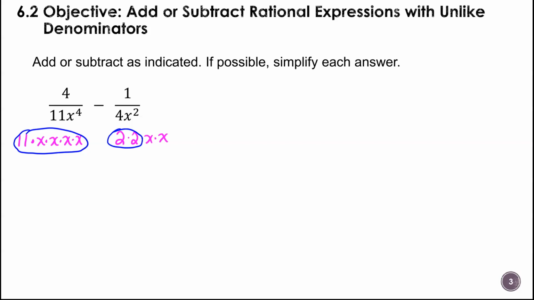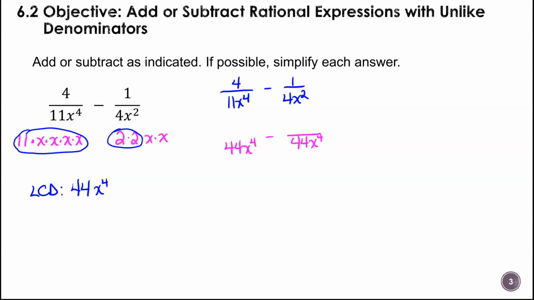So 11 times 4 is 44. So my LCD is going to be 44x to the fourth. So this is the denominator I need when I rewrite these. Let me write these out again. And notice we're subtracting this time, so you want to be careful and pay attention to the fact that you have a minus sign. I'm trying to rewrite them with denominators of 44x to the fourth.